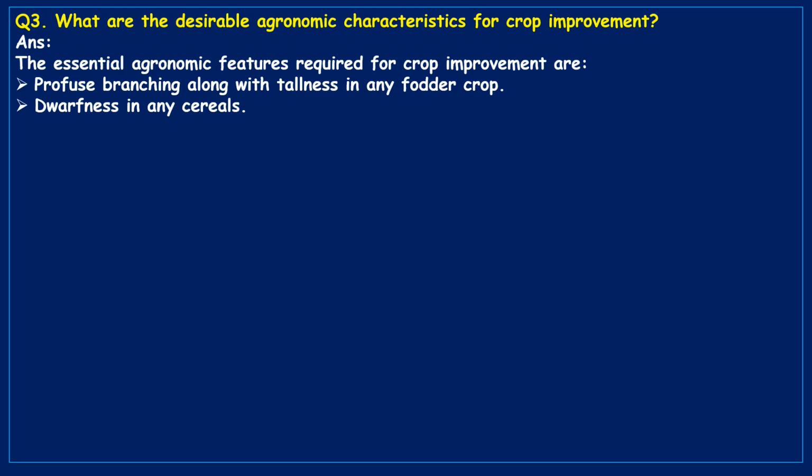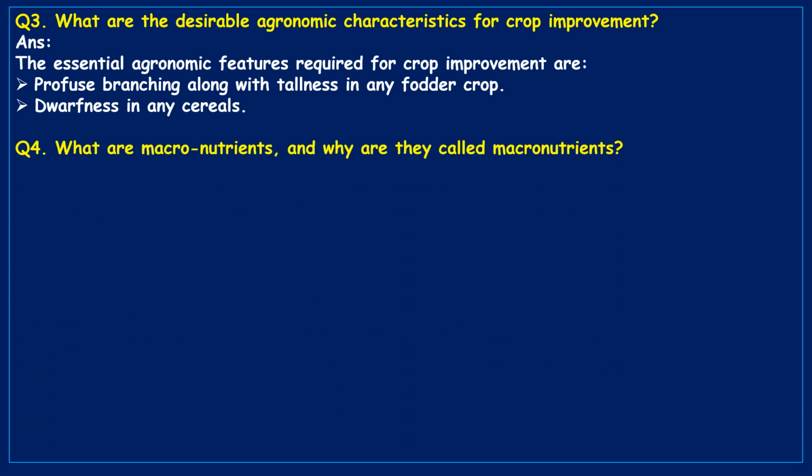Now, dwarfness in any cereals. Cereals should not grow too long. They should be dwarf. So these are the agronomic characteristics for crop improvement. Next question. What are macronutrients and why are they called macronutrients? Here macro means large, a nutrient which is required in large quantity is called a macronutrient.